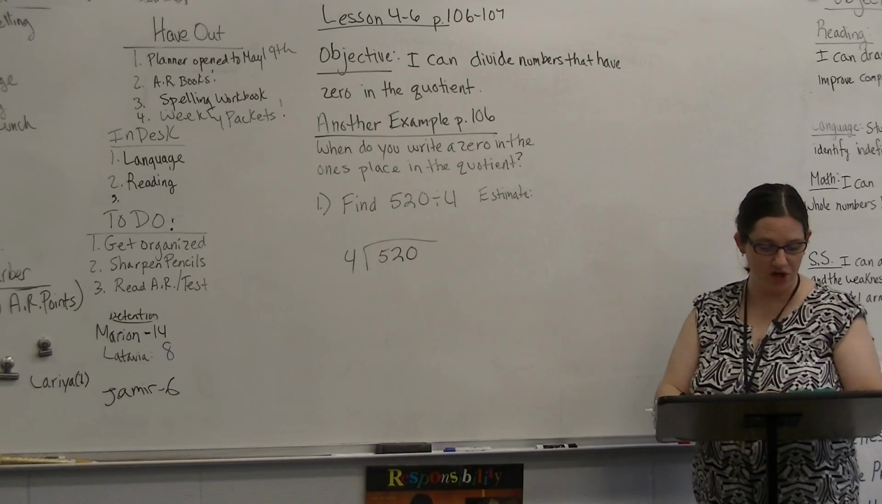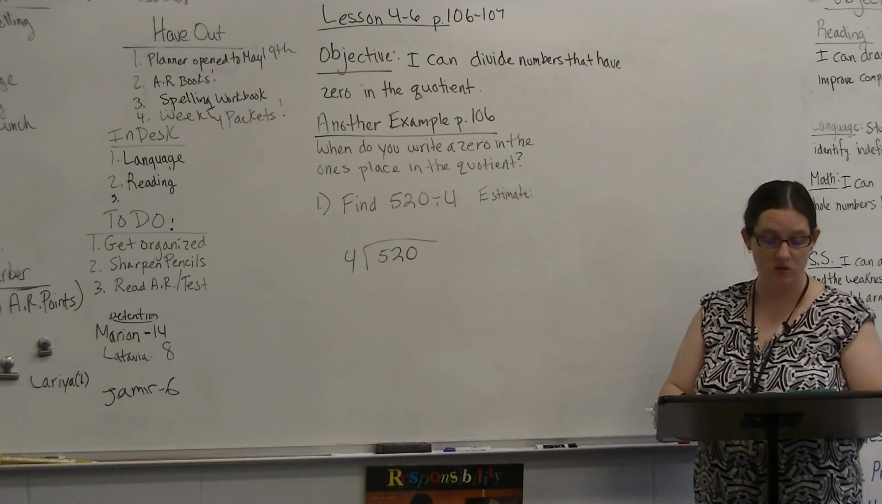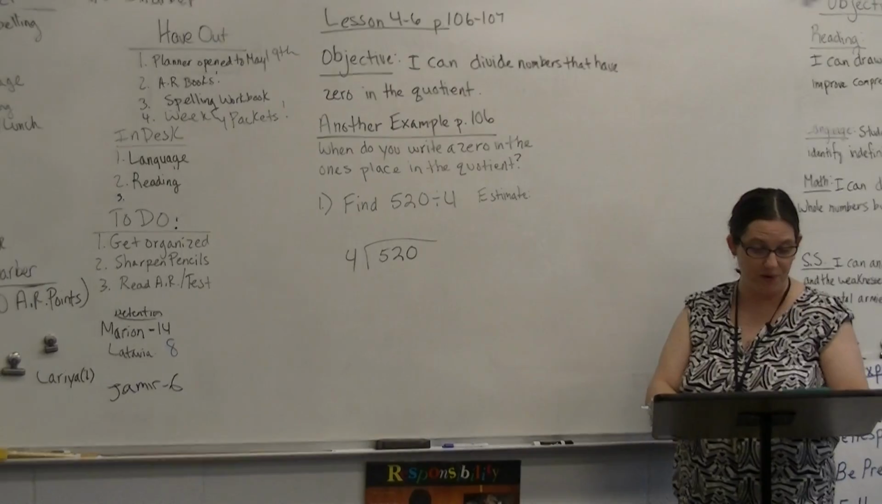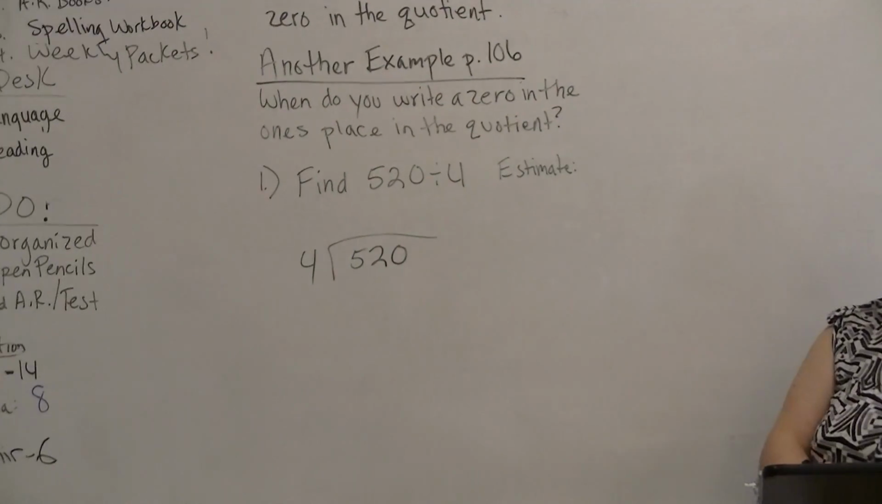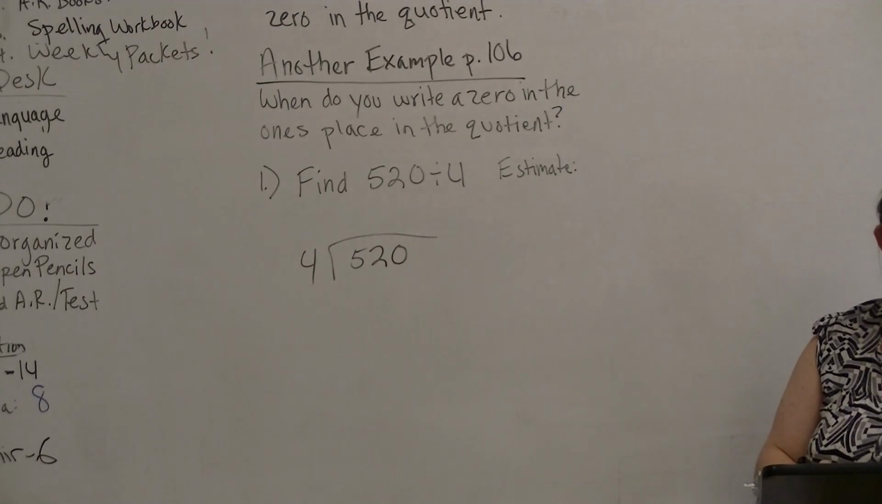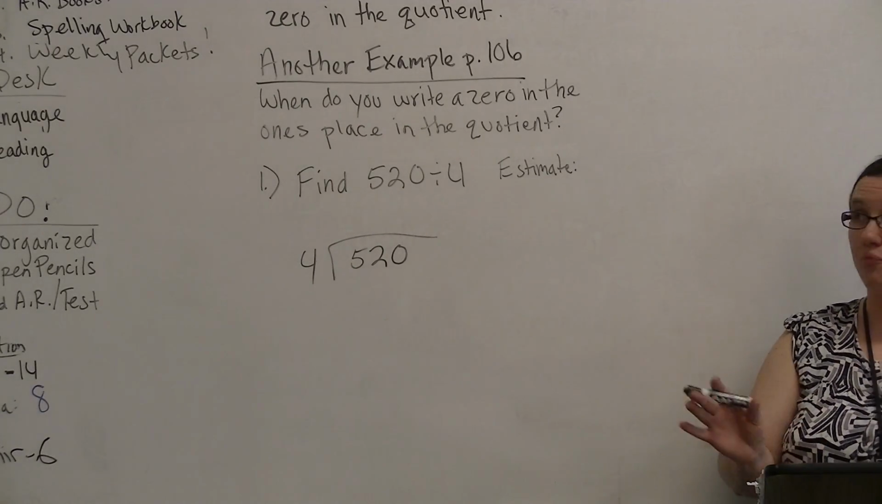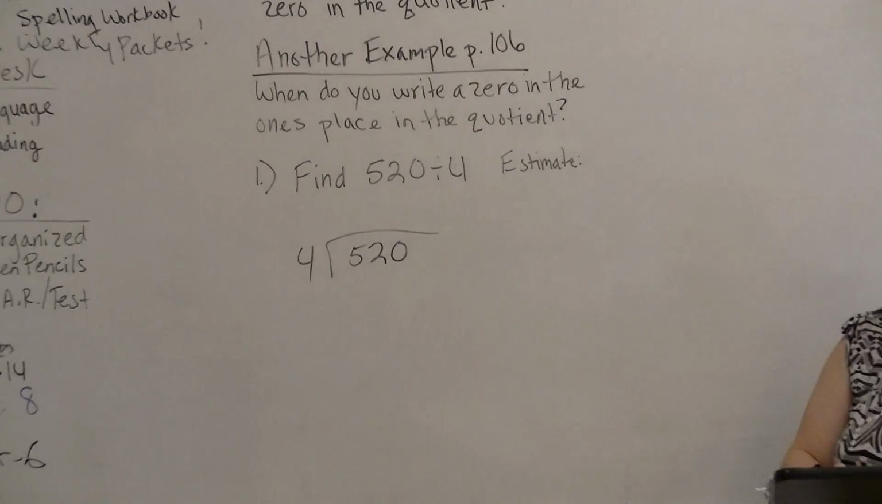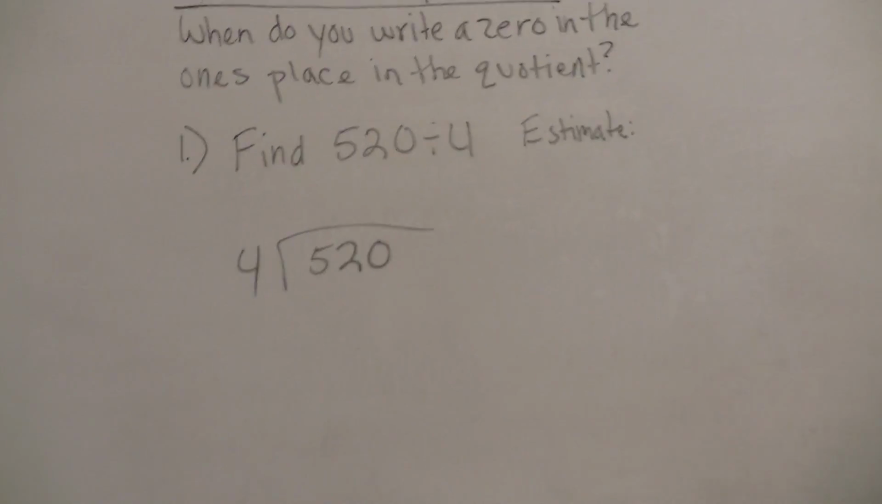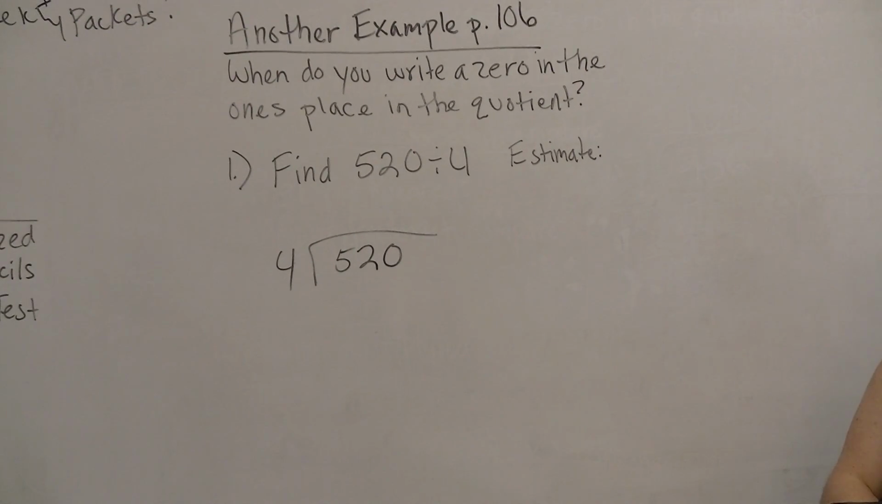Okay guys, now we're going to go to the middle of page 106 and look at another example. The question presented to you is, when do you write a 0 in the ones place in the quotient? So the last few problems we did, that 0 was in the tens place. The example they give you there is find 520 divided by 4, and they write out the steps.